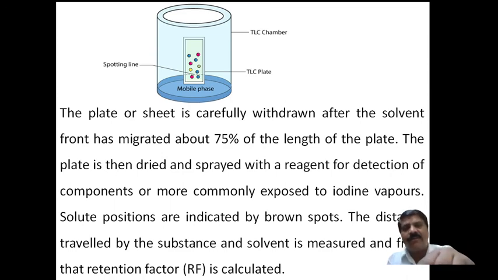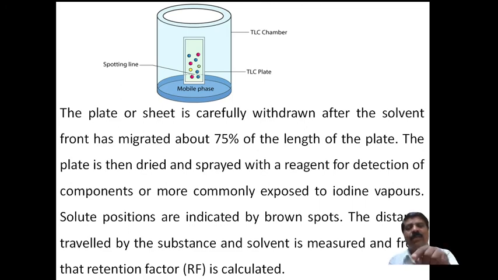And that plate is allowed to run to 75%. Suppose the TLC plate has a 10 centimeter length, then you have to allow the solvent to move around 7.5, around 8 centimeter. Below that it should be the solvent molecule. Always the solvent distance traveled is more compared to that of the compound.